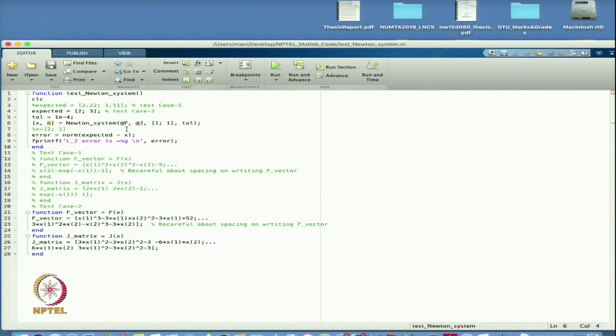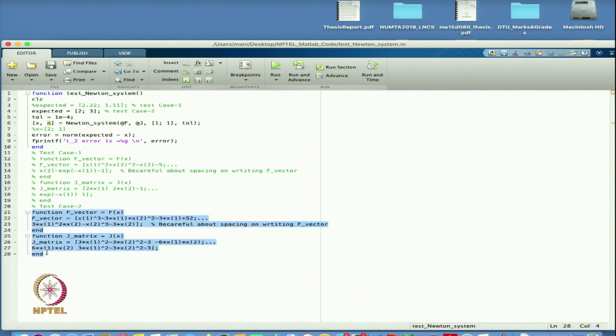Now, what I am doing is that I have to define what is my f and what is my Jacobian. So, within this function, I am defining another function f, that is f vector is equal to fx. So, here I will give the value of x and I will find the value of f. If you give me the value of x, it will give you the value of f at that x. Now, I will start with my case 1 and case 2.